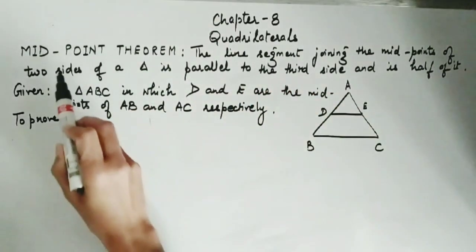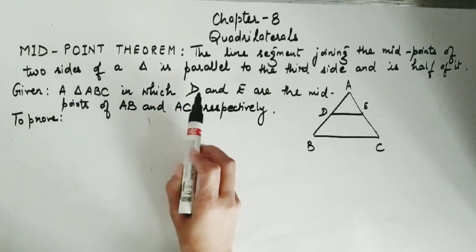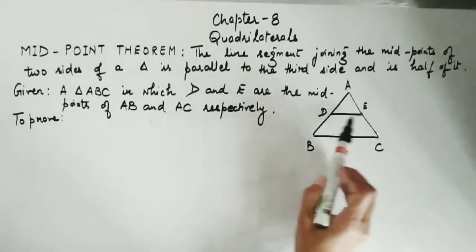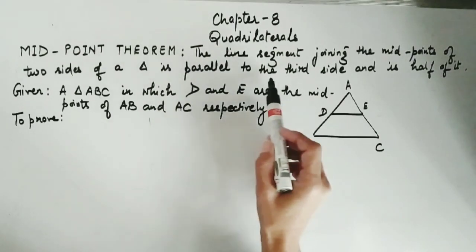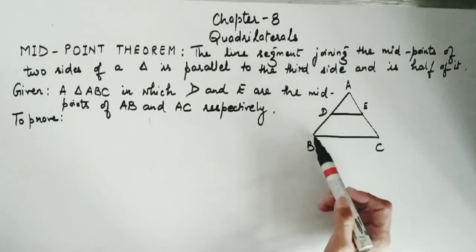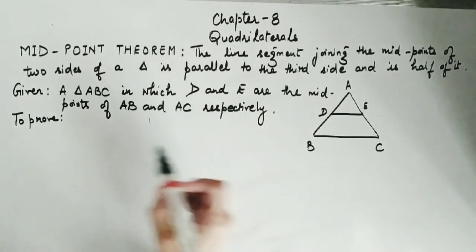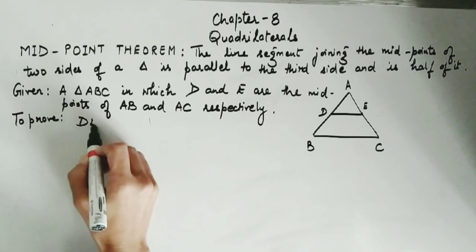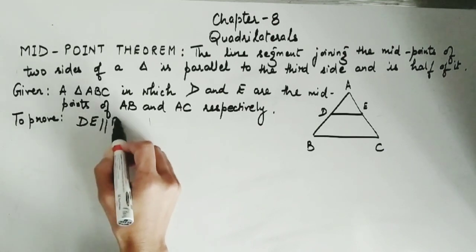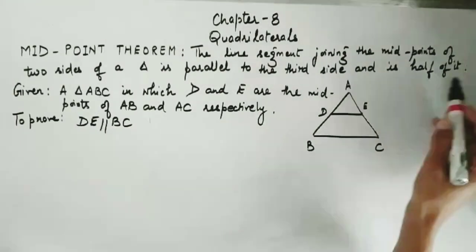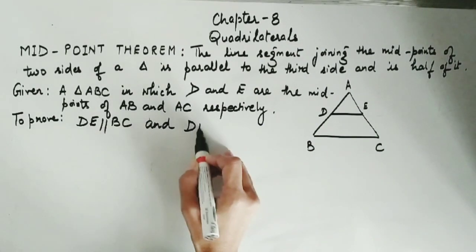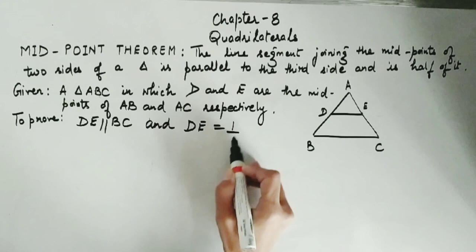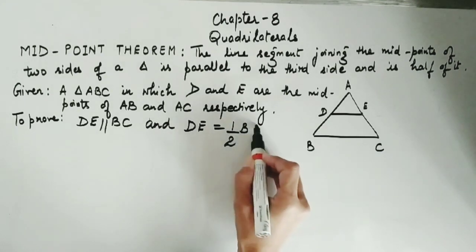And what we are asked to prove: the line segment joining the midpoints of two sides of a triangle. So midpoints are connected, it's a line segment. What are we supposed to prove? That it is parallel to the third side. Which is the third side? It is BC. So we need to prove that DE is parallel to BC, and DE is also equal to half of BC.